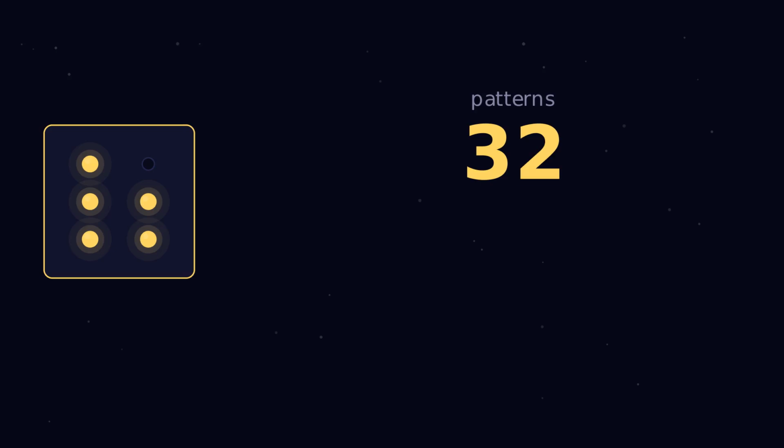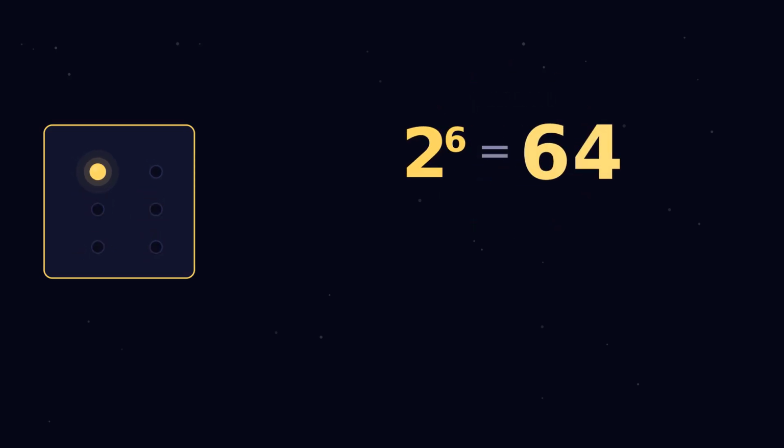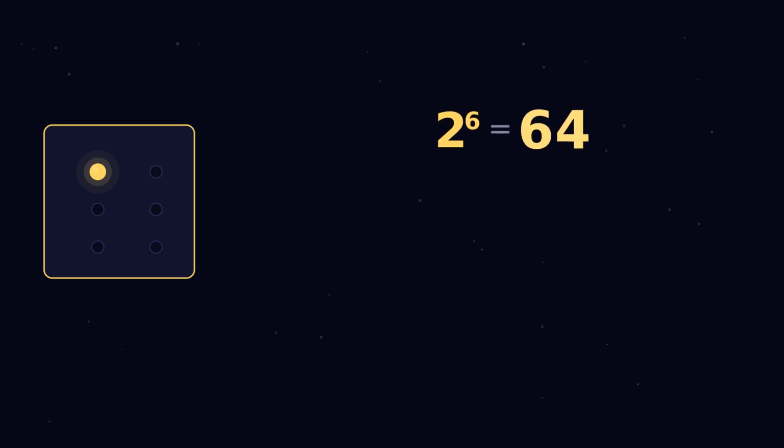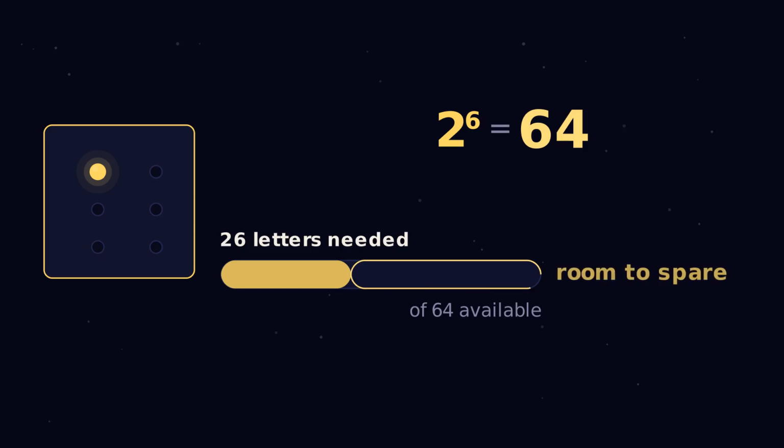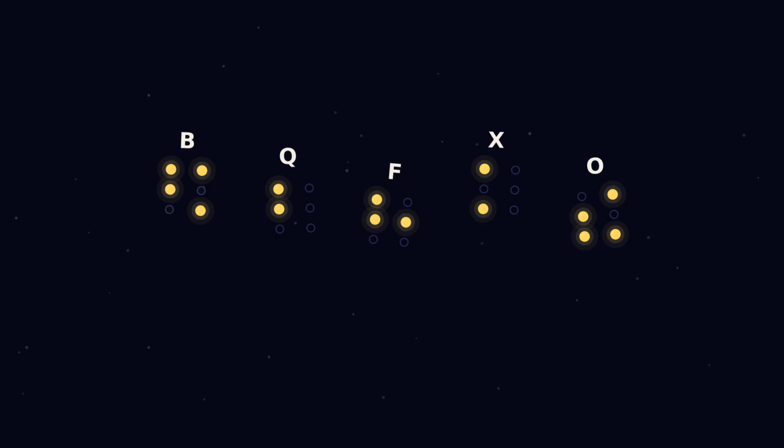So how many different cells can 6 of these make? We already know how to answer that. 2 choices, 6 times over, 2 times 2 times 2 times 2 times 2 times 2. 64. 64 little patterns, and you can tell every one of them apart with a single fingertip. The alphabet only needs 26. Room to spare. Now you could just hand those 64 patterns out at random. 1 for A, 1 for B, and so on. No rhyme, no reason. But Braille was far cleverer than that.